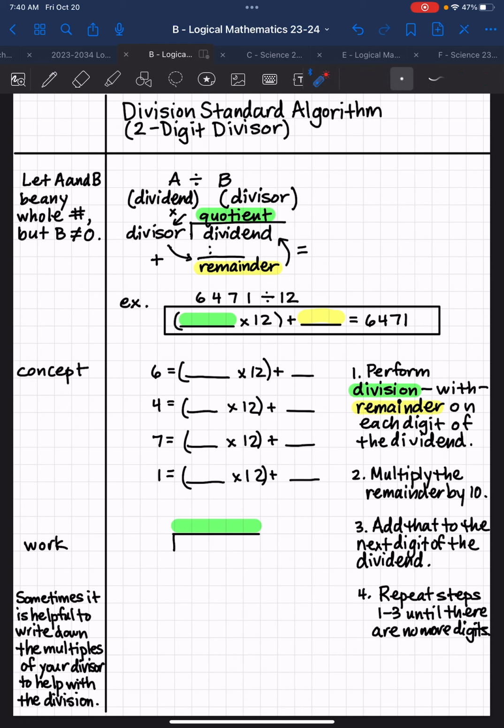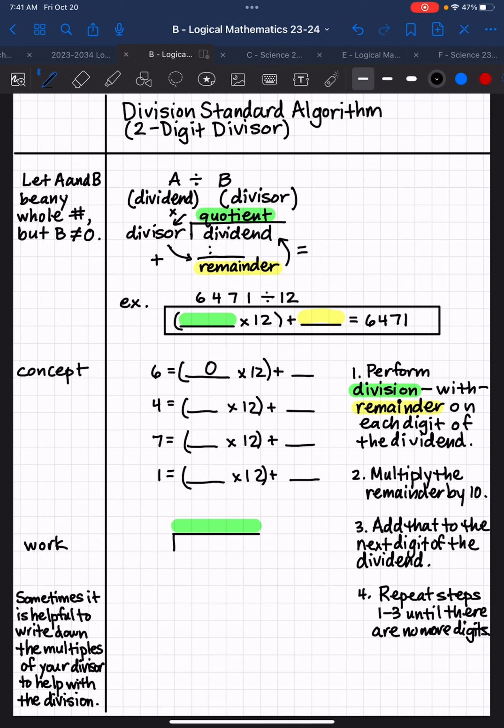All right. Our first step in the division with remainder algorithm is to perform division with remainder on each digit of the dividend. So we're going to start with the first digit of the dividend, 6. And we're going to ask ourselves, what is the greatest whole number times 12 that I can multiply by 12 without passing 6? Well, if I do 1 times 12, that's 12. That already passes 6. So it can't be 1. It has to be less than 1. That means it's 0. So I'm going to put a 0 right here.